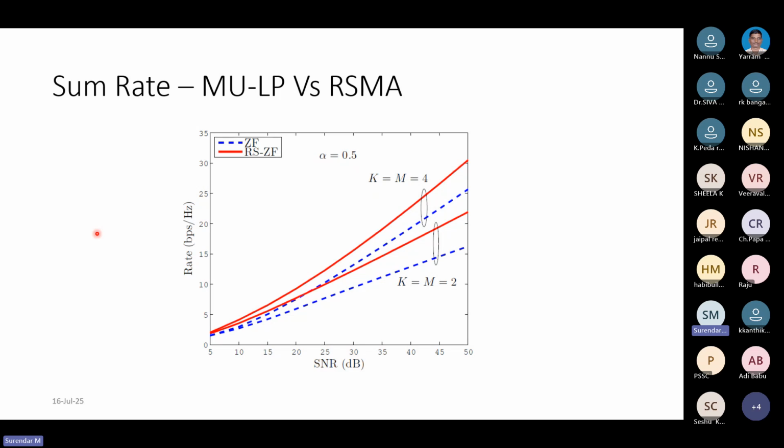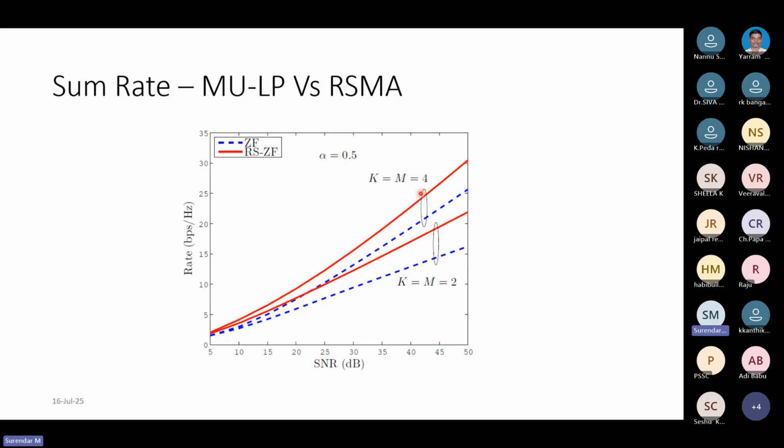The plot is between the rate and the SNR, where K is the number of users and M is the number of antennas. When my number of antennas is 2, I have a given performance. But when K equals M equals 4, that is, the number of users and the number of antennas is 4, then I have a better rate performance.